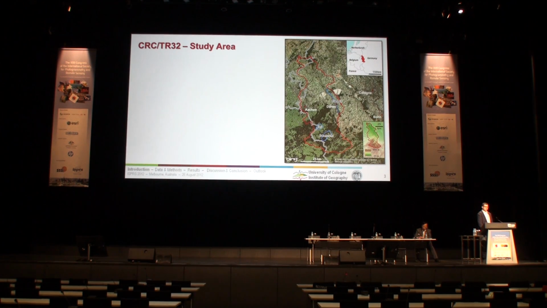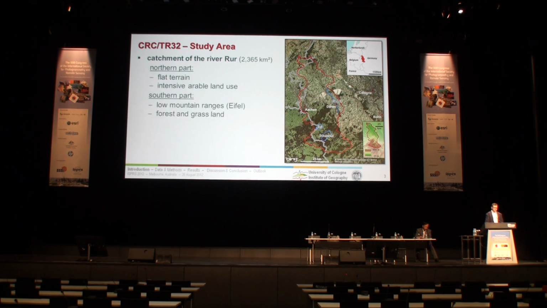The study area of the TR32 is the Ruhr catchment. This is mainly situated in Western Germany, but also covers parts of the Netherlands and Belgium. And the study area can be roughly differentiated into a northern part that is characterized by rather flat terrain and intensive arable land use, while the southern part is all the low mountain ranges of the Eifel, how the region is called, and the dominant land cover is forest and grassland. Also, there are 3 intensive measuring sites in the study area, which represent the dominant land use types.